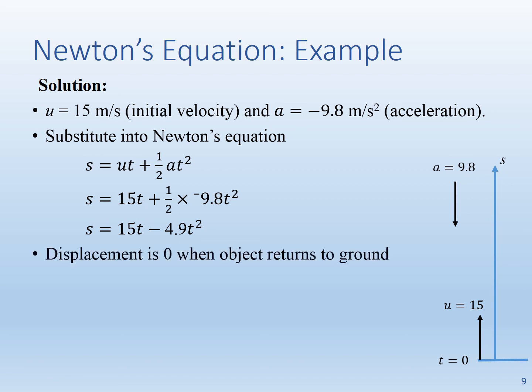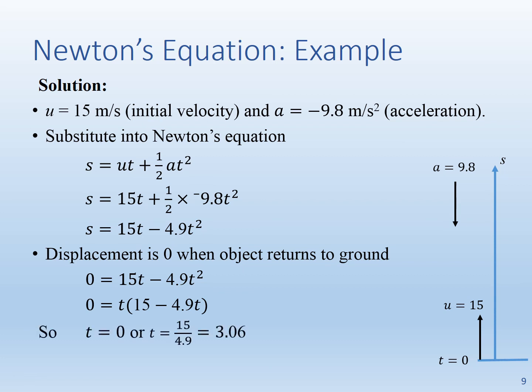Now the displacement is 0 when the object returns back to the ground. And so to find when the object returns to the ground, we'll put s equals 0 into our equation. And then we need to solve that, which we can do by taking t out as a common factor. And then solving, we'll have t equals 0, or t is equal to 15 over 4.9, which is approximately 3.06.